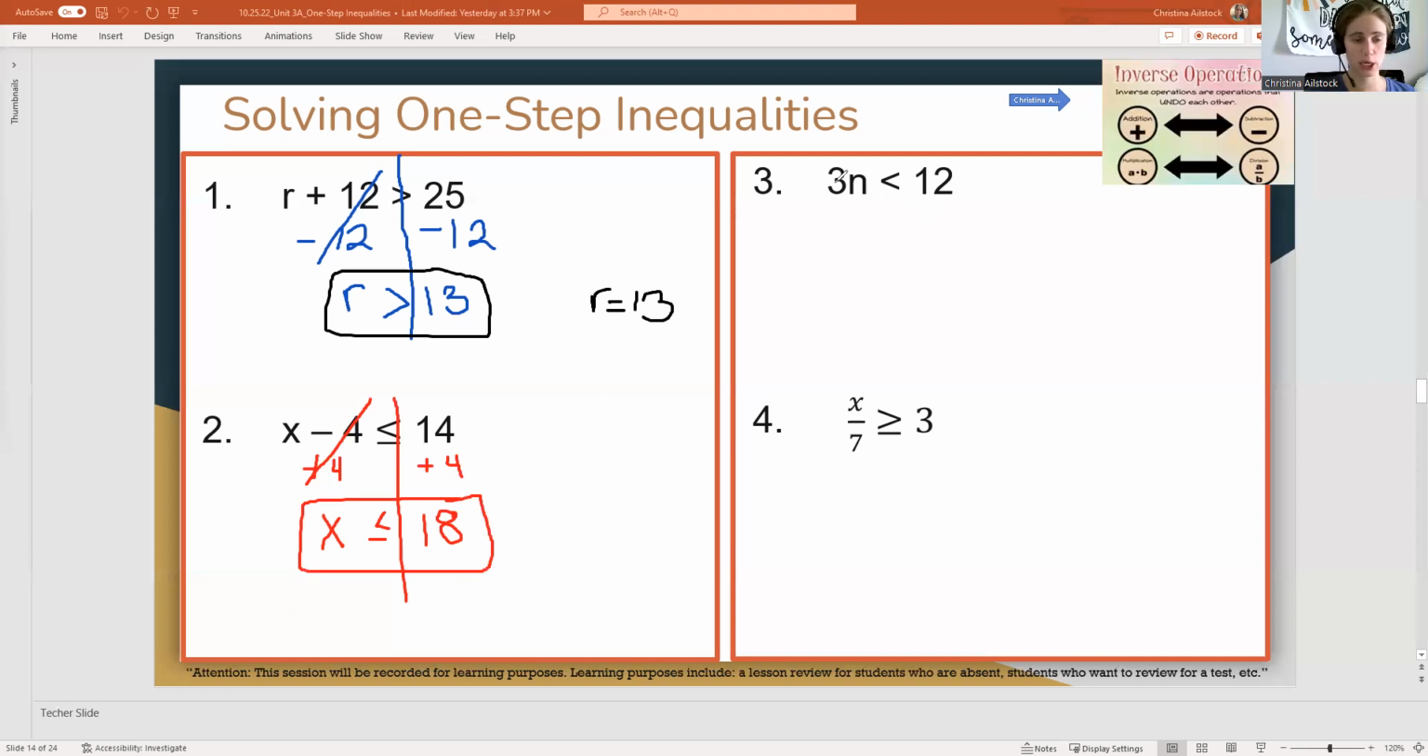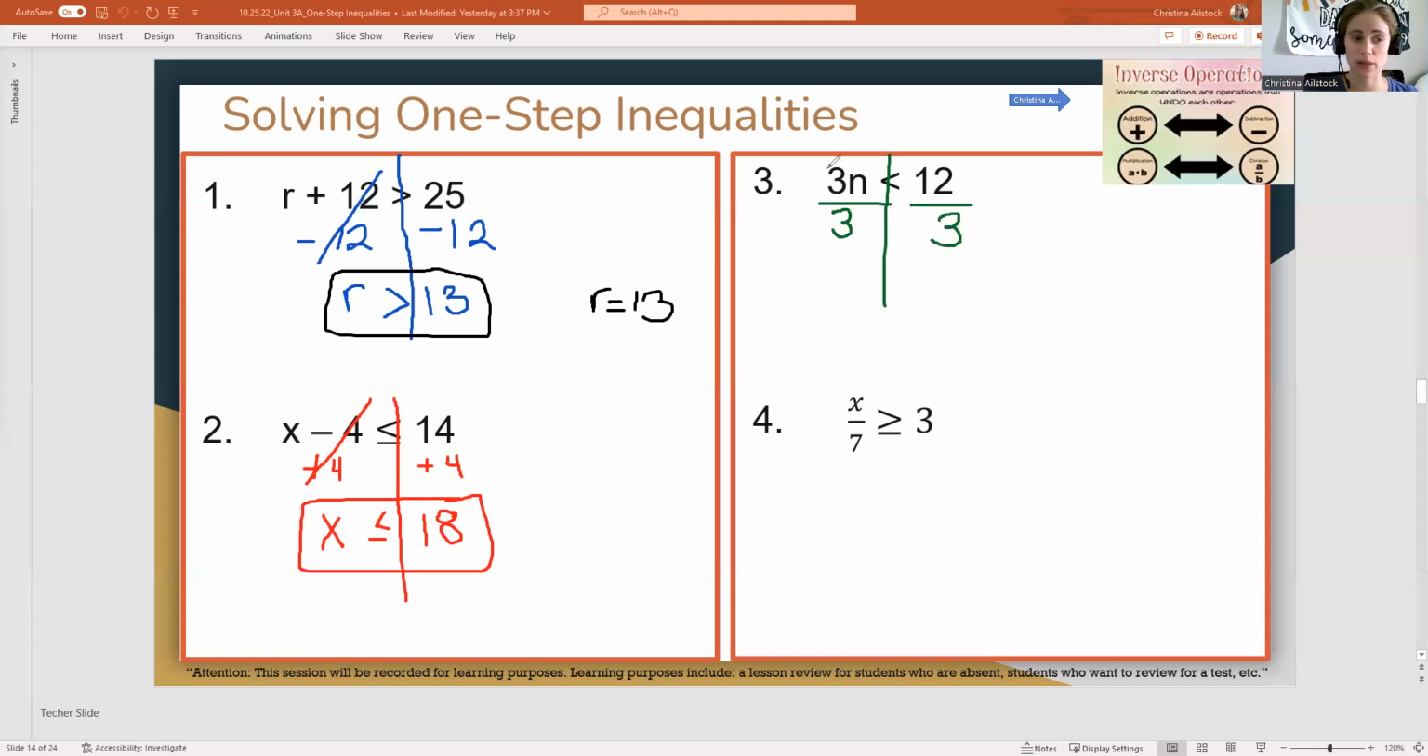Let's look at number 3 here. 3n is less than 12. Well, we want to get that n by itself, but the 3's in the way. What's going on currently between the 3 and the n? Remember, that means multiplication. So it's 3 times n is less than 12. How do we undo that multiplication? We undo that multiplication by doing the inverse, division. We're going to divide both sides by 3.